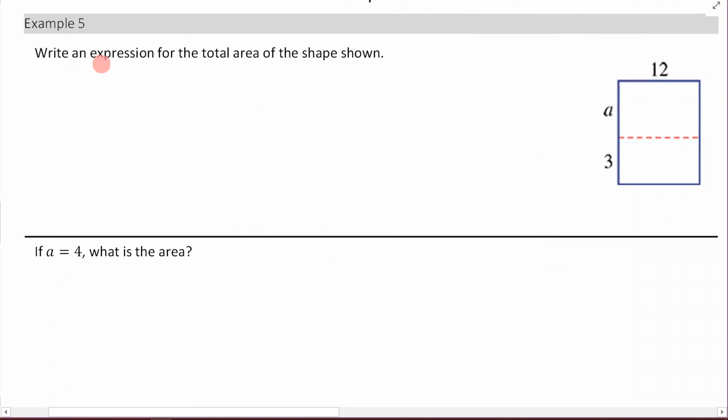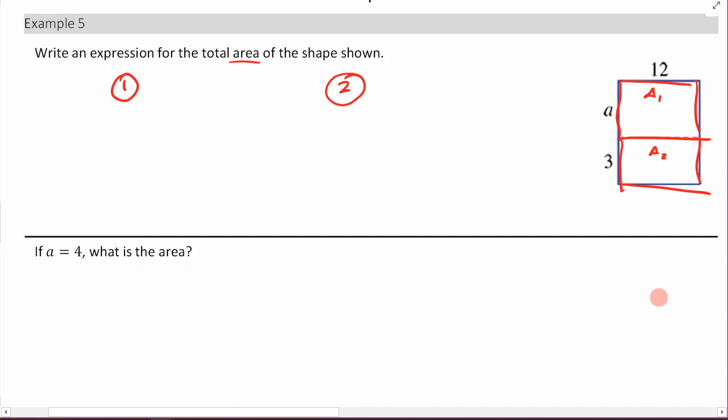It says, write an expression for the total area of the shape shown. So here is our shape shown. We have to write an expression for the total area. Now, we've already seen an example like this before in our expanding brackets lesson. We know that there are 2 ways of writing an expression for this. The first way we could do it is by treating these as 2 separate areas. So we have this area right here, and then we have this area here as well.